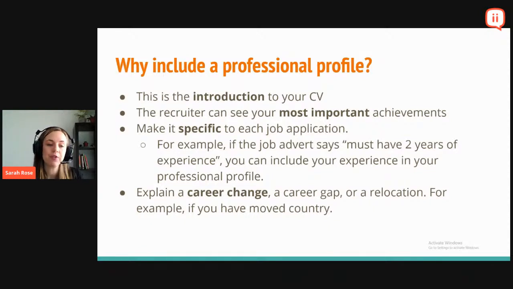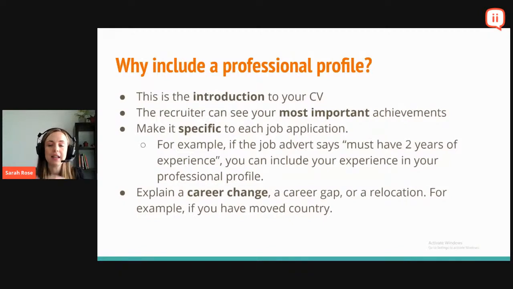And it's also useful to explain a career change or if you have moved country. It's a useful section to explain that. So if you are looking to move, to relocate, to move to the UK or move to America, in your professional profile or objective, you can state that you have recently relocated or you are currently relocating to the UK.